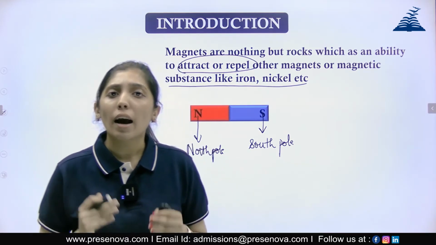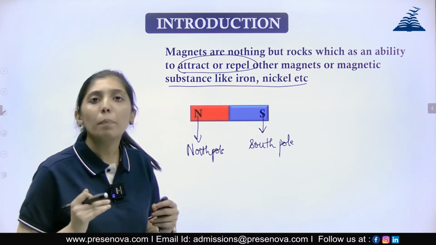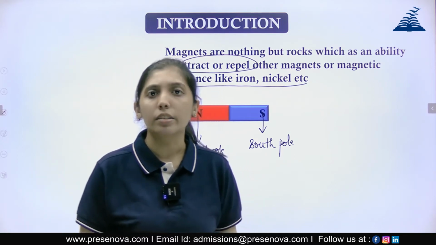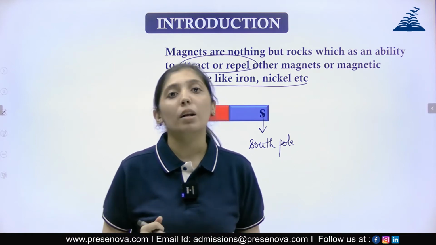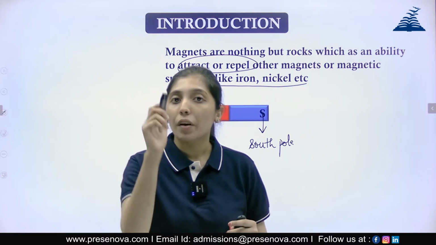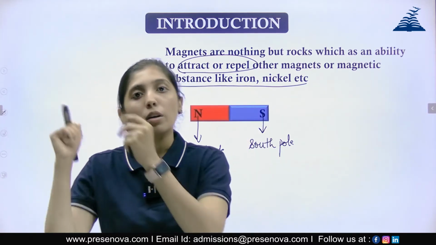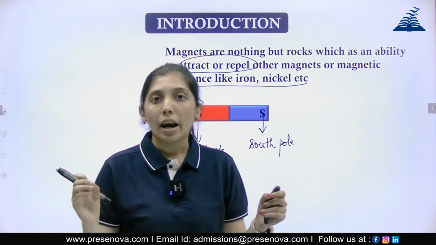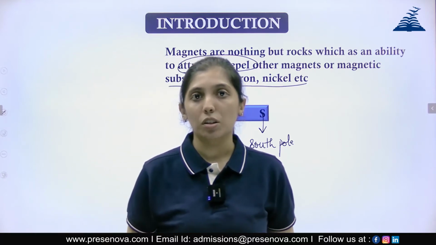And also we have understood few basic things like poles repel each other, unlike poles attract each other. That is, if I consider a north pole, they repel each other. A south pole, they repel each other. Whereas a north pole and a south pole attract each other, which means like poles repel each other, unlike poles attract each other.